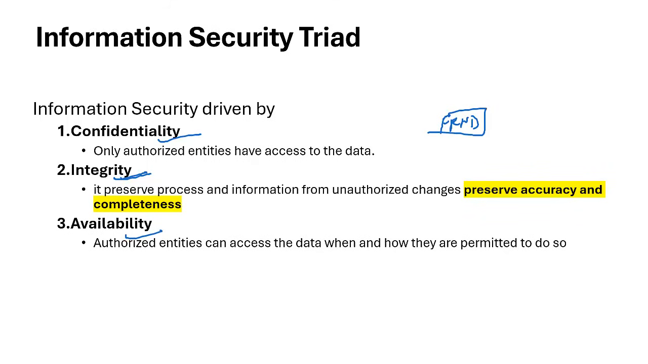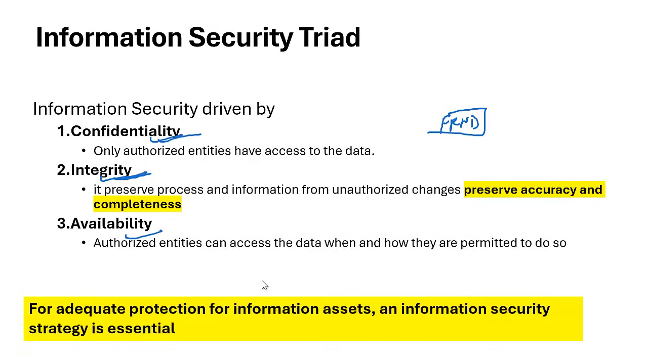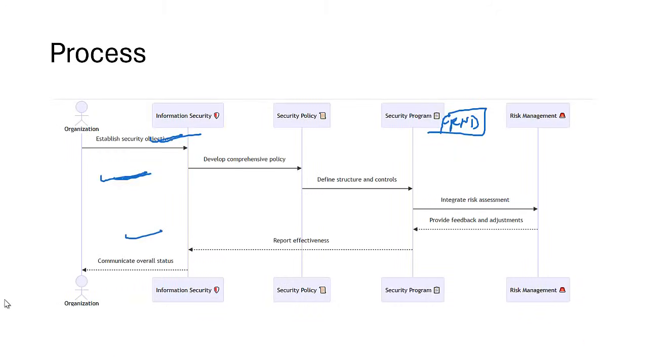Same in the organization, if you fail to maintain confidentiality, if you fail to maintain integrity, if you fail to maintain availability, then it will impact the business. So your information security outcome is to maintain confidentiality, integrity, and availability. And that's why we say for adequate protection of information assets, an information security strategy is essential. And that is the process we need to understand here.